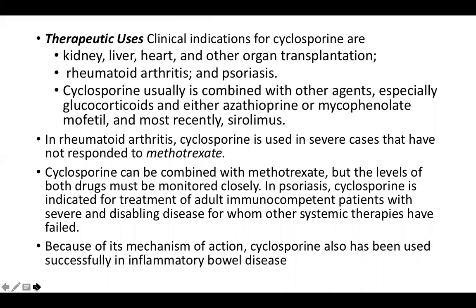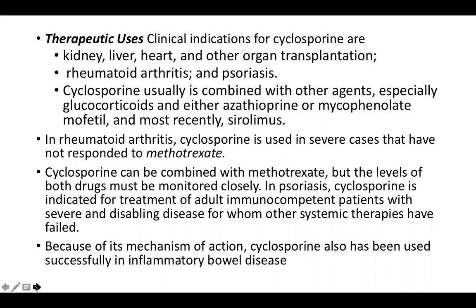Okay, so therapeutic applications. The clinical indications of cyclosporine are, it is basically used to suppress the immunity in transplants: heart transplant, liver transplant, kidney transplant, many organ transplants. Also, it is used therapeutically for rheumatoid arthritis and for psoriasis. Cyclosporine usually is combined with other agents, especially glucocorticoids, azathioprine and mycophenolate, for their respective immunosuppressant activities.